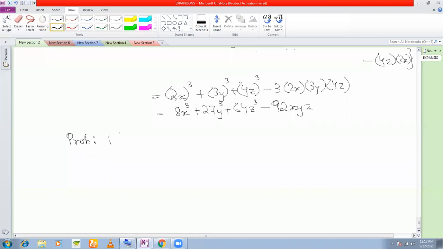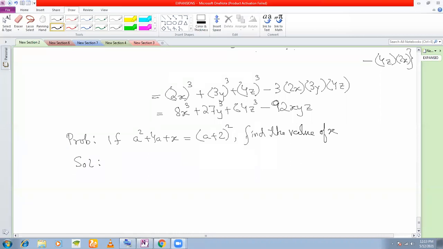Question here is, if a square plus 4a plus x is equal to a plus 2 whole square, find the value of x. Okay. Excuse me, sir. Yes, tell me. Sir, it will be 72 xyz. 72. Okay. Previous one. So this will be 72. Okay. Coming back to this. This is your question. If a square plus 4a plus x is equal to a plus 2 whole square, find the value of x. We start from here.